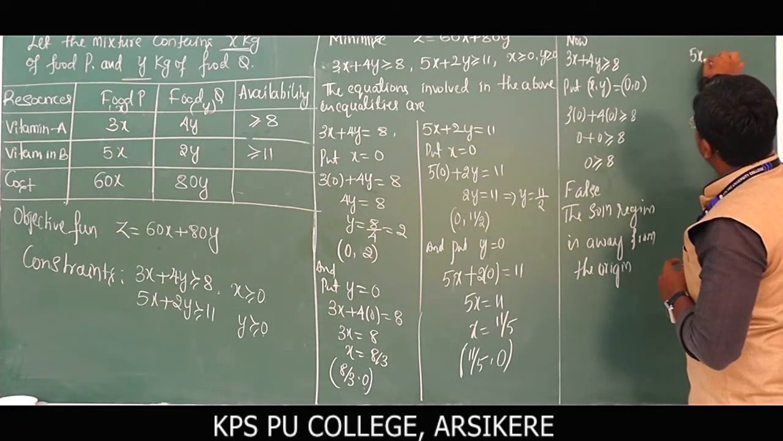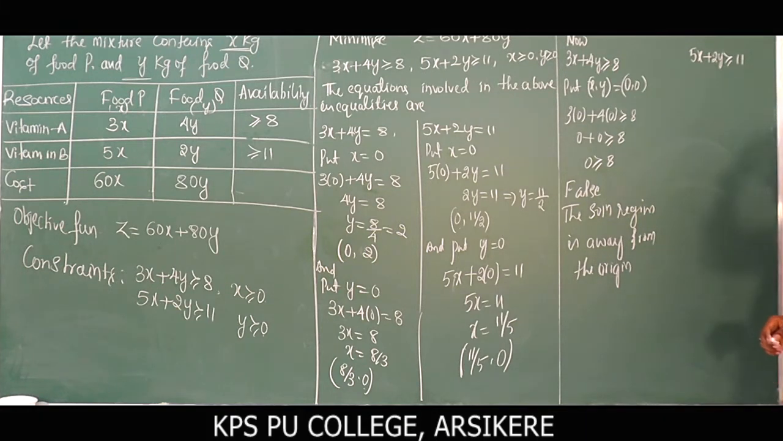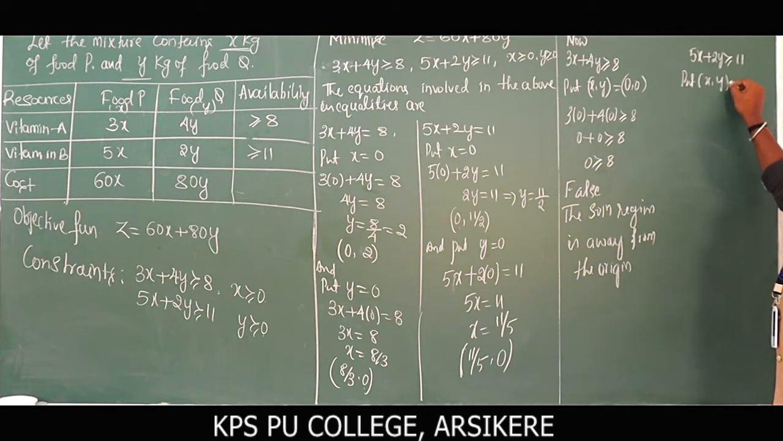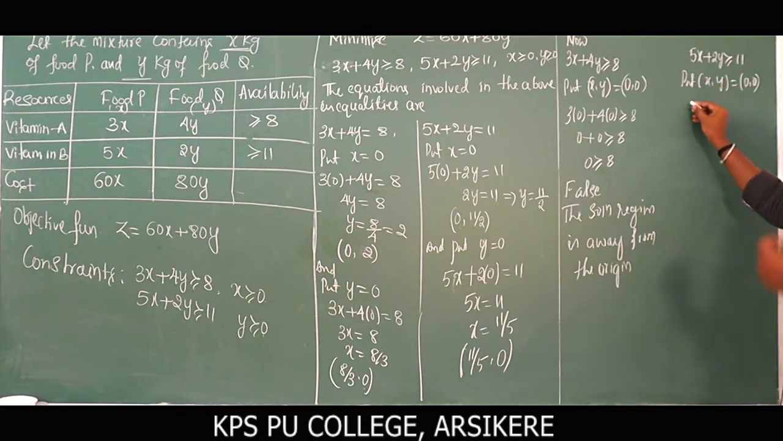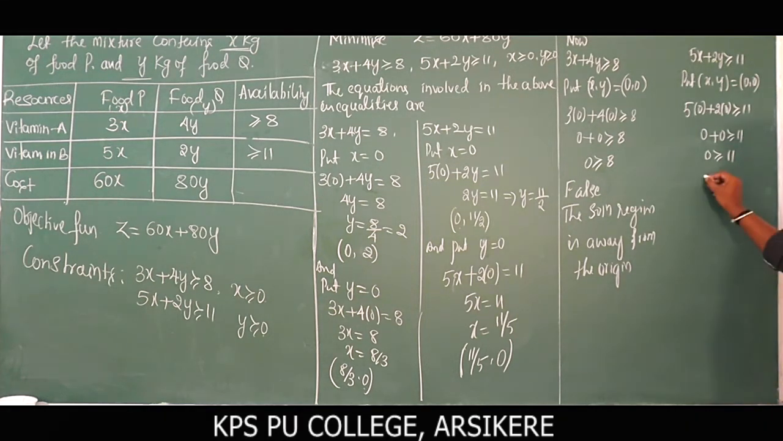It is 5x plus 2y greater than or equal to 11. Similarly, substitute x is equal to 0 and y is equal to 0. Put x comma y is equal to 0 comma 0. When I substitute, what about the inequality here? 5 into 0 plus 2 into 0 greater than or equal to 11. 5 into 0 is 0, plus 2 into 0 is 0. Total value 0 plus 0, 0 greater than or equal to 11. Obviously, this statement is also false.